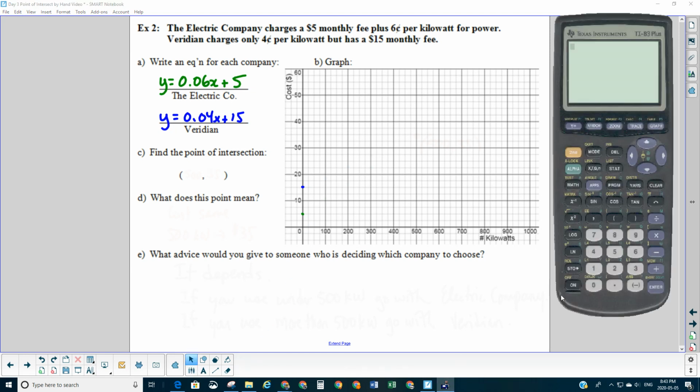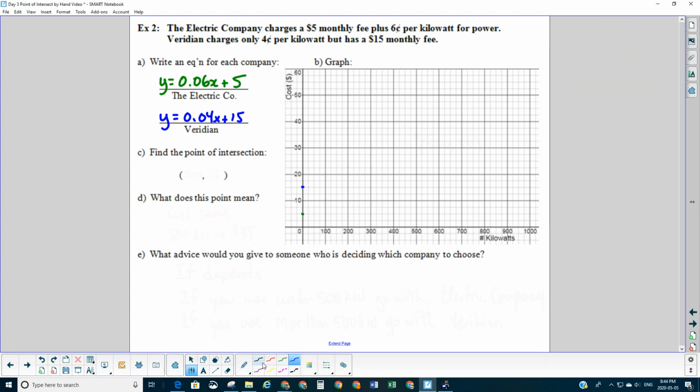Let's check a couple. Let's actually do 200 this time. So let's do the 200 point. So at 6 cents, that's 0.06 times 200. And I can actually do all this on my calculator. I can do it all in one step, plus 5, and I get $17. Okay, so for 200, let's choose the green here. At 200, that's going to be $17.